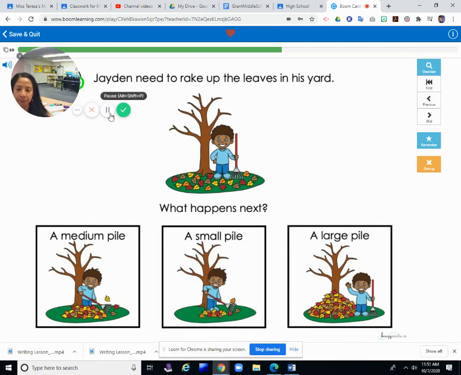Jaden needs to rake up the leaves in his garden. What happens next? Okay, we're not going to do that one. I'll let you do that one on your own, okay? Try it on your own. I'll put the link under the video. So I'll see you later. Bye.